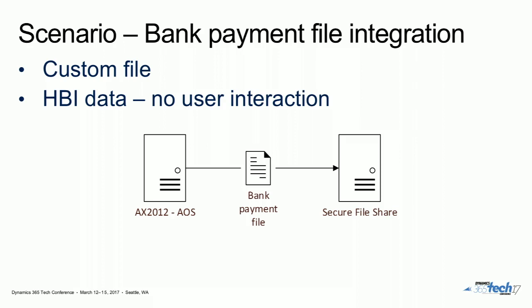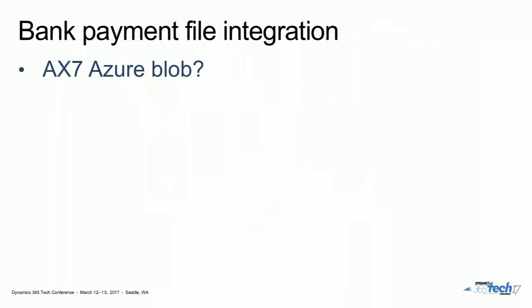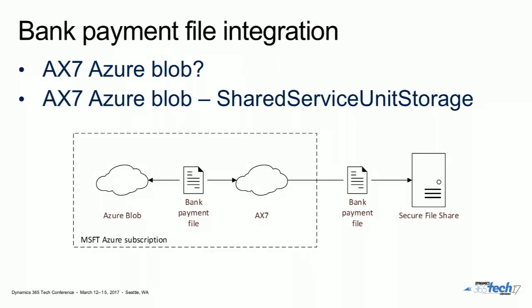Therefore, we have this custom service. Basically, there's a DLL called Shared Service Unit Storage that allows you to save the bank payment file in our blob storage behind the scenes. You don't have direct access to the blob storage, but you have access to it through the DLL. So you can reference that DLL in your X++ code. As a matter of fact, that's the DLL. Anywhere you see a file upload in D365, we use that API.